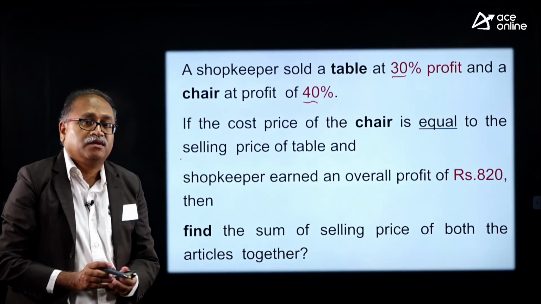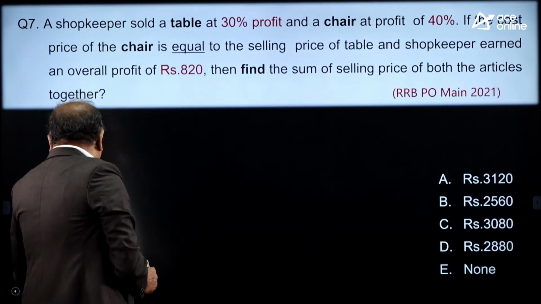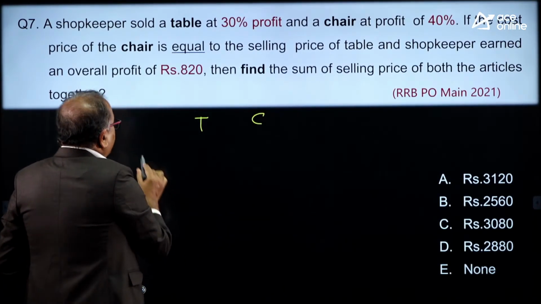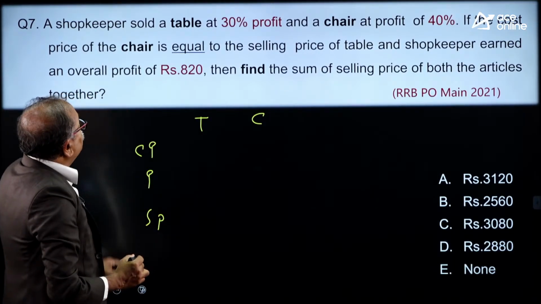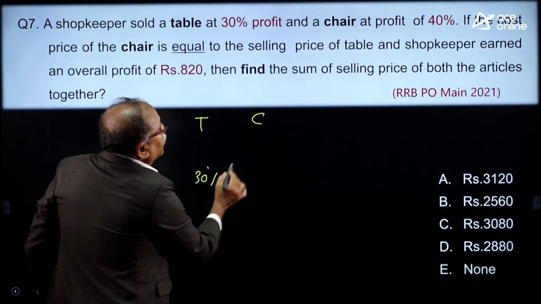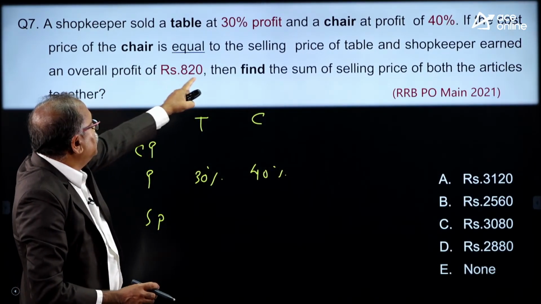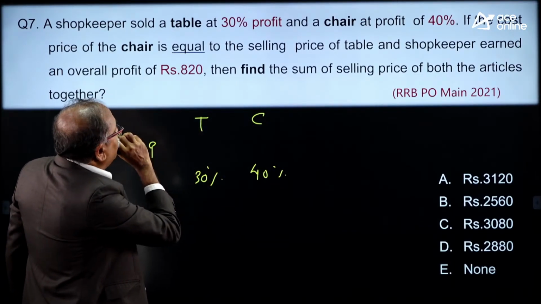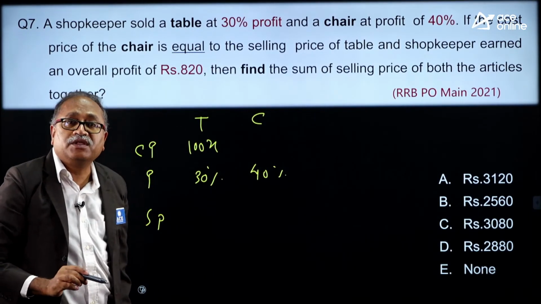A little logical, not very straight. So, I will definitely help you to answer this question, my dear friend. Now, come to this part. Here it is table and here it is chair, and we have the cost price, the profit, and the selling price. What I know is 30% profit on the table and 40% profit on the chair. If I consider the selling price of the table, if I consider the cost price as 100x, then I can find the selling price.